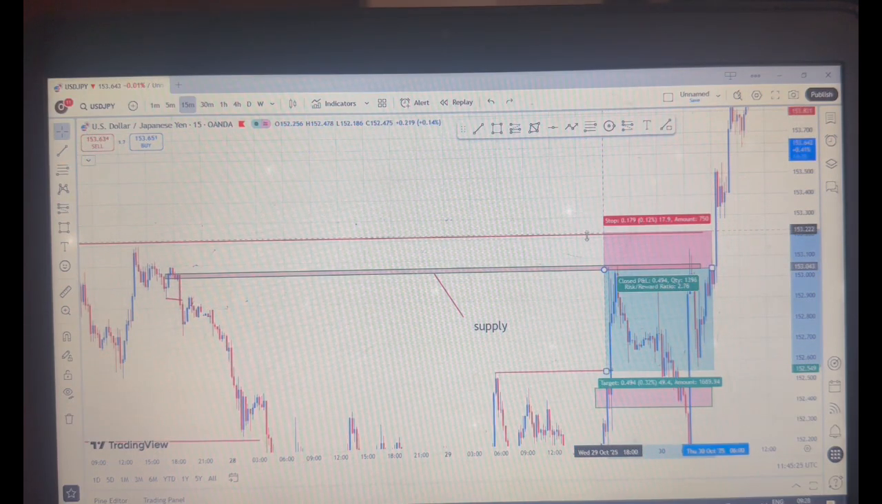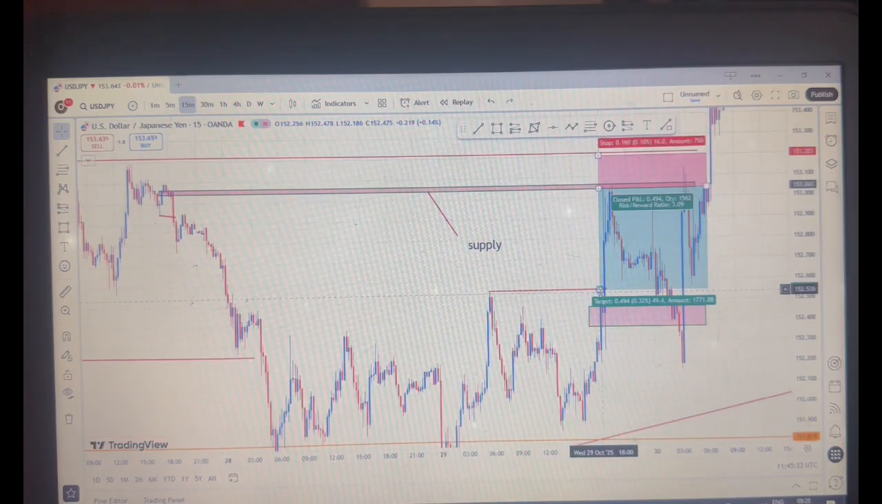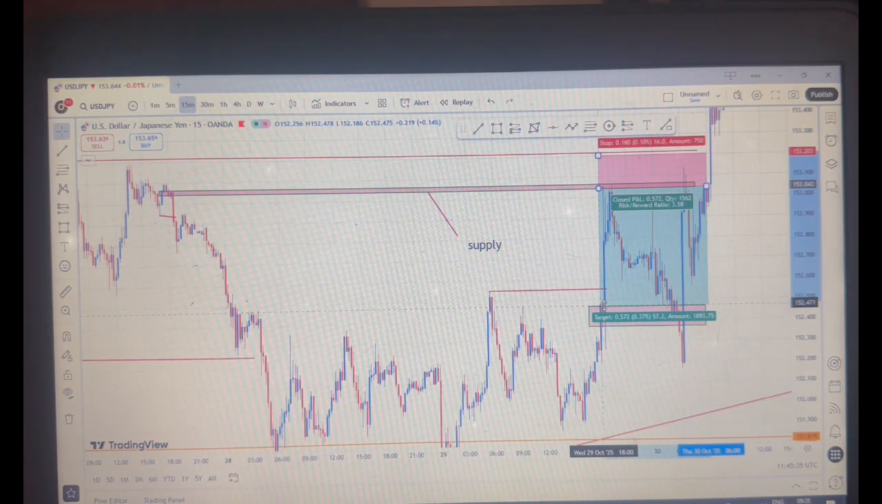Putting our stop loss in the previous high, putting our TP here. So what is it giving us? 3.58. So that's our risk to reward, times 3 of our risk. So as you can see, this is a good trade.